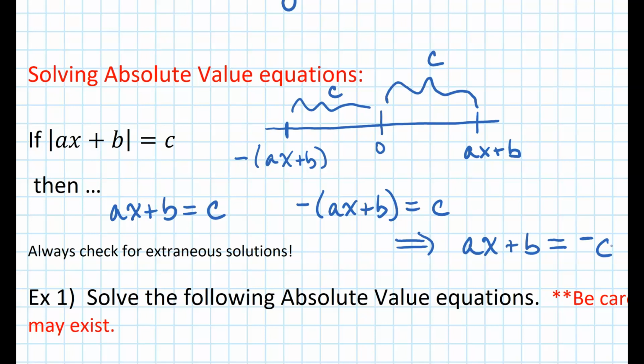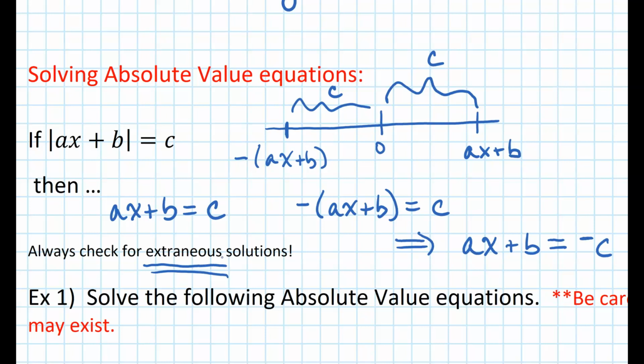All right, and then we've got an exclamation point here. Always check for extraneous solutions. Who remembers what an extraneous solution is? Like a weird solution. Is it weird? It's extra. In what way? Extra in what way? There's two solutions. Okay, so in these we are going to find two solutions, but the question is, do both of them work? Not necessarily. Sometimes both work, sometimes they don't, okay?